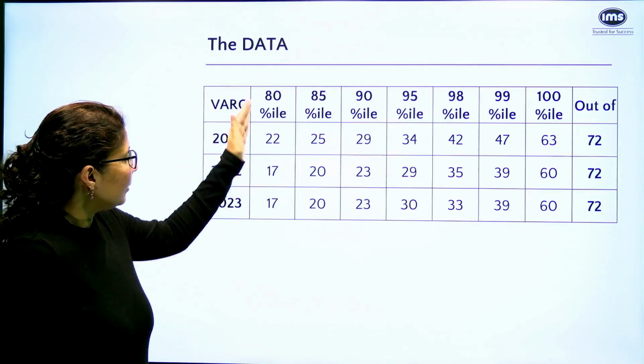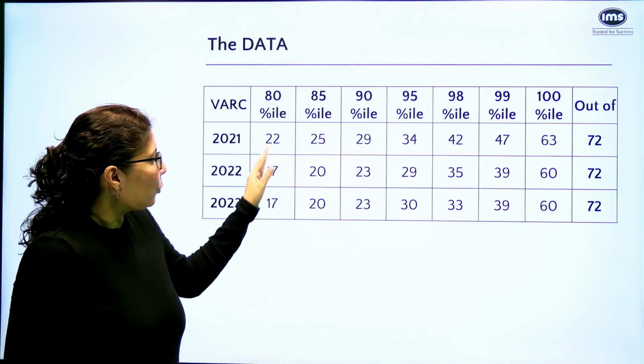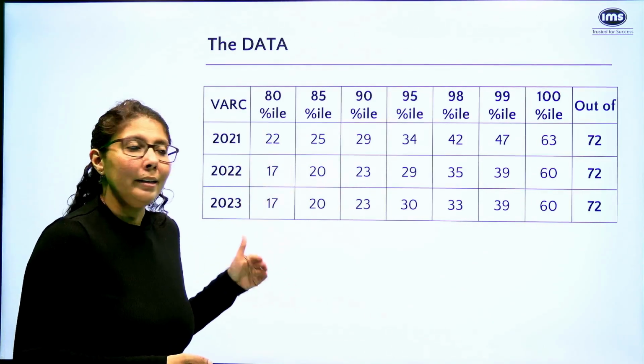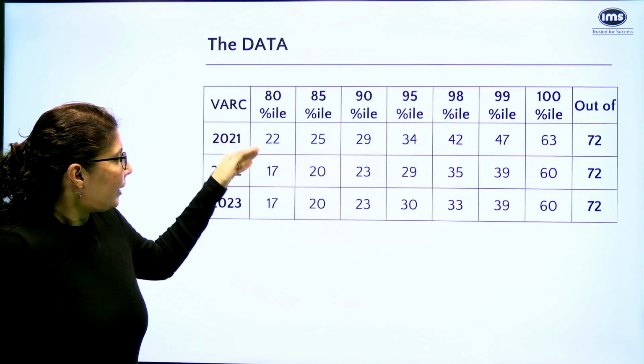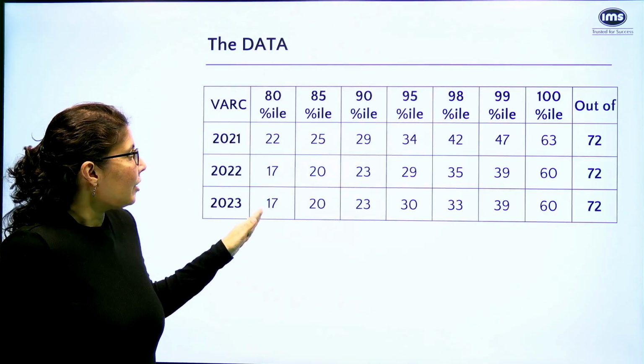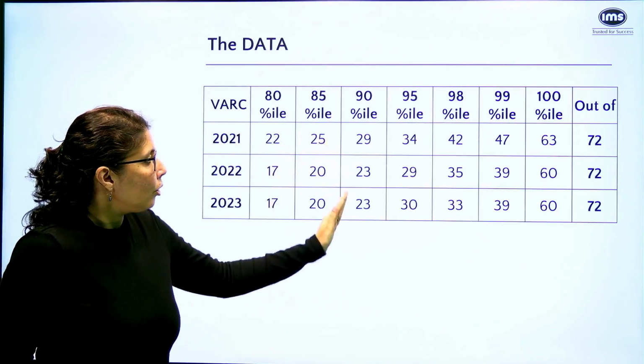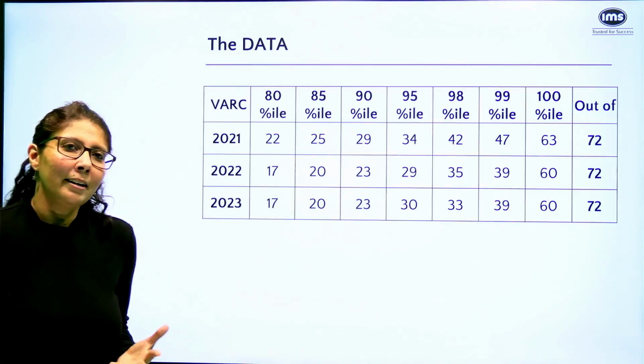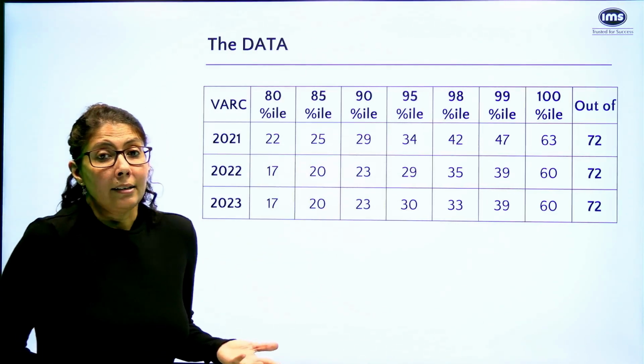So if you look at the scores, we see that the scores for VARC, and this is only VARC, has been on the decline. So from 22, it has come down to about 17. And if we look at the remaining columns also, we would see that there is a general decrease. What does that tell us? Well, it could tell us many things.